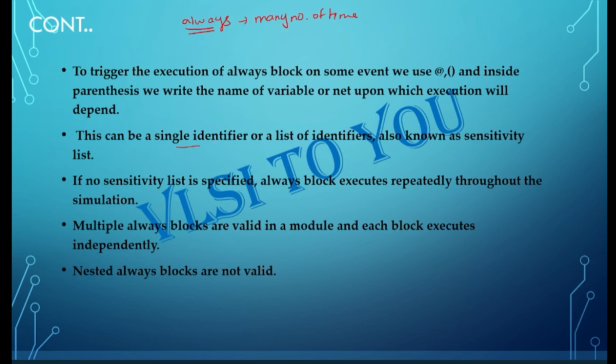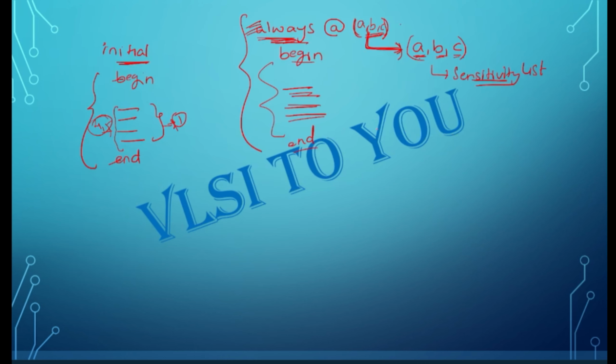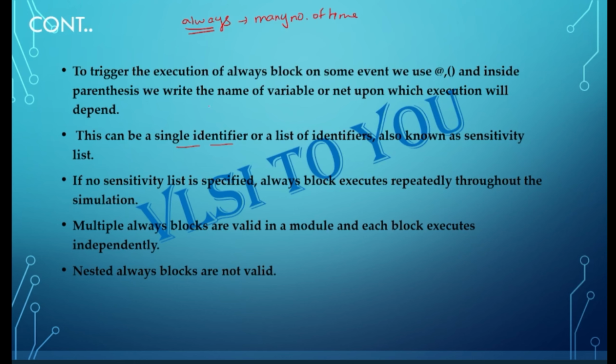The identifiers that you are mentioning within the parenthesis are called identifiers. These identifiers can be either a single identifier or a group of identifiers. That is what I told here. Either it can be single or a list of identifiers, and that is called the sensitivity list. Now if there is no sensitivity list, then what happens?